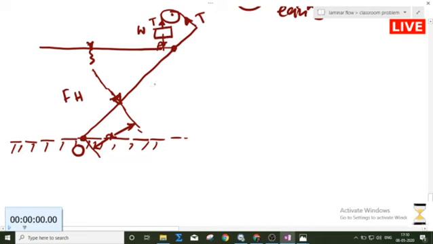And the length is given as how much? This gate length is 6 meter. Width is how much? 2 meter is given to you.